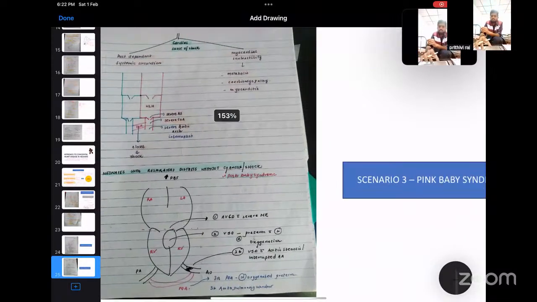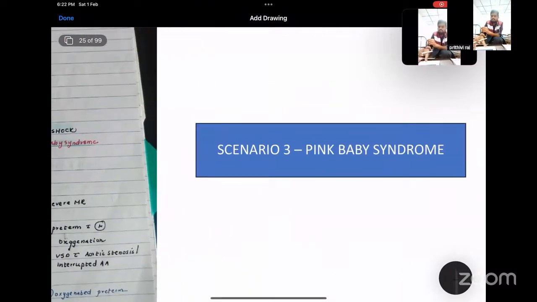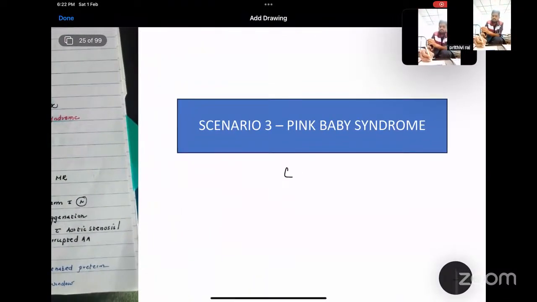Okay. So what about hyperperfusion, which is pink baby syndrome? These are all the left to right shunts. They will present as recurrent respiratory tract infection.